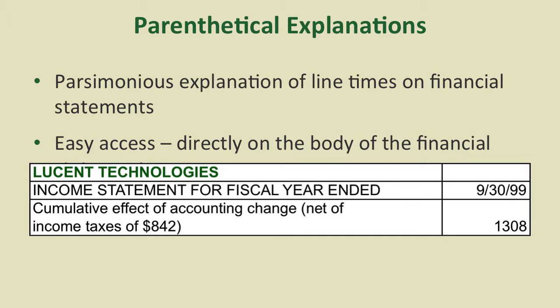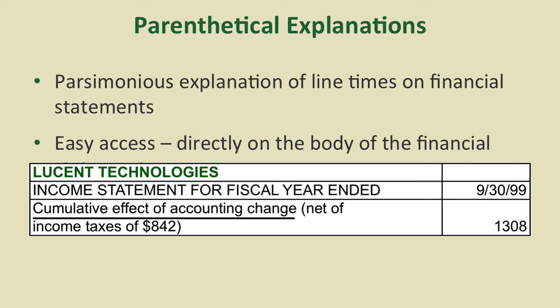This one provides very direct, simple, easy, parsimonious explanations of those line items on the financial statement directly on the body of financial statements. So, for example, look at here. This is a Lucent Technologies partial income statement, and this line item is called cumulative effect of accounting changes.